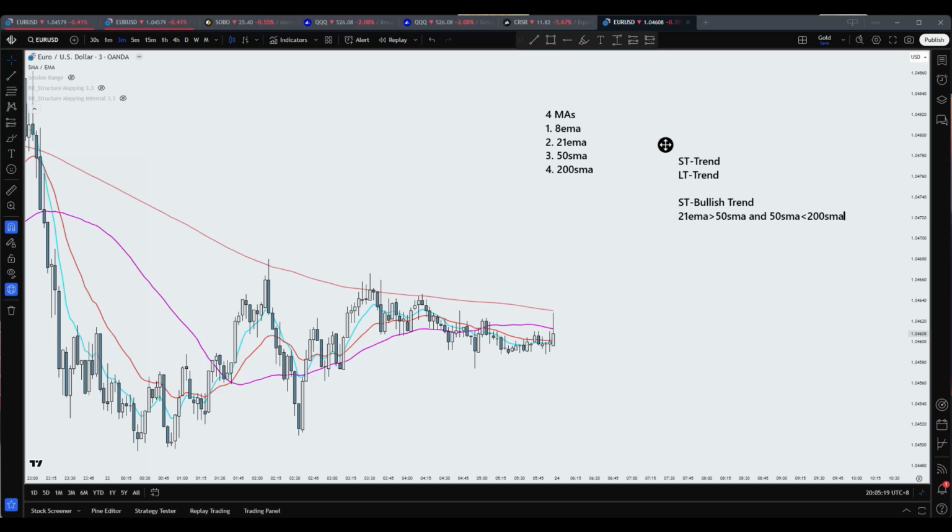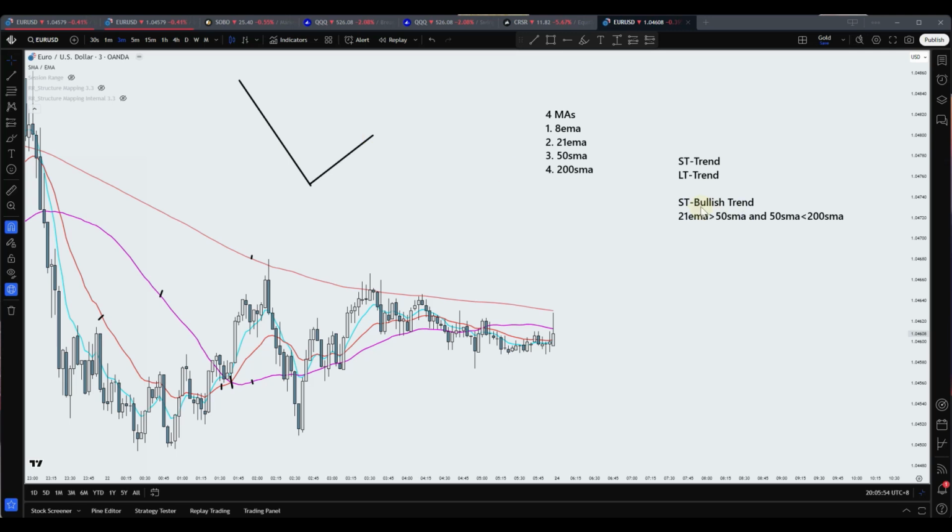So what is the 21 EMA? Look here. This is the 21 EMA. Once the 21 EMA crosses above the 50, this is the 50, you enter into the short-term bullish. But the second condition is 50 is less than 200. So it means longer term you are still bearish, but shorter term you are bullish.